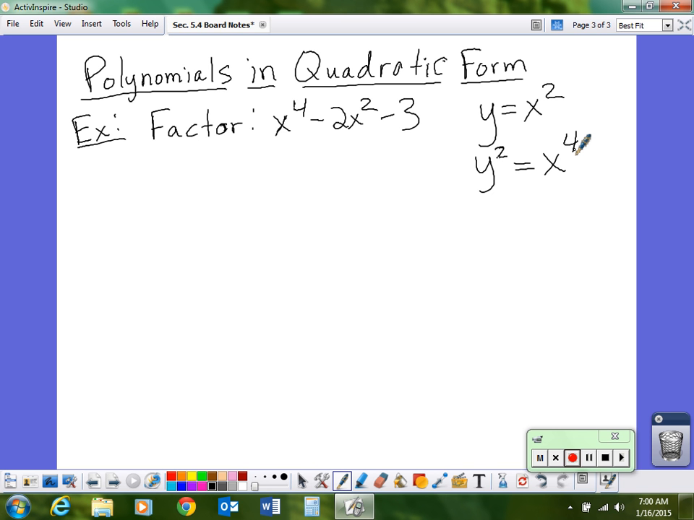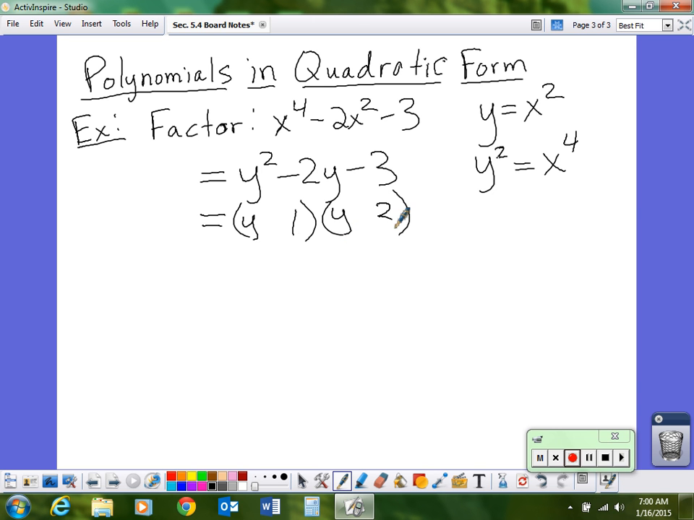Substituting y squared for x to the fourth in this, we get y squared at the beginning. If we substitute y for x squared, we get y in the middle. In this form, this appears to be a quadratic, which we know how to factor, and let us do that. Y is at the beginning, 1 and 3 at the end. Since it's a negative 3, one must be positive, while the other one's negative. It needs to be a negative 3 and a positive 1.